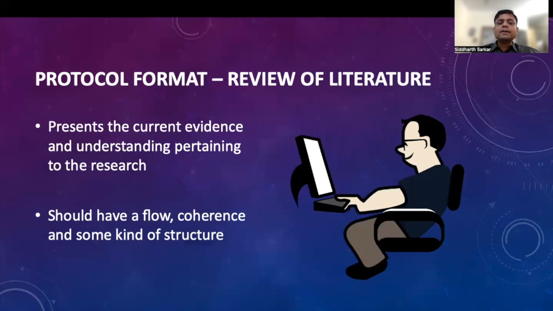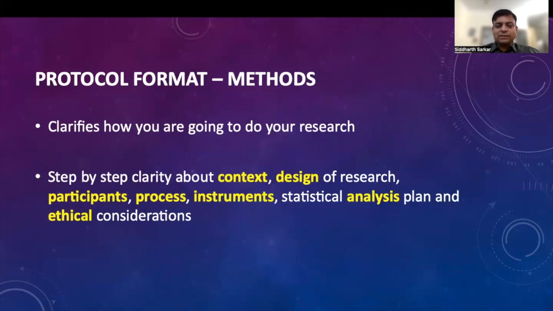Right. So the review of literature presents the current evidence and understanding pertaining to the research that you are planning to do. It should have a flow and coherence and some kind of structure, and it tells you what is known in this particular field, so that you need not repeat what is already known, but you are also aware of what different methodologies people have used to do research in this field. So this section sums up what different research is available. It should not be too voluminous. At the same time, it should not be too concise as well.